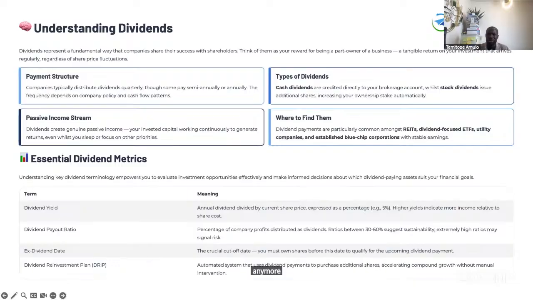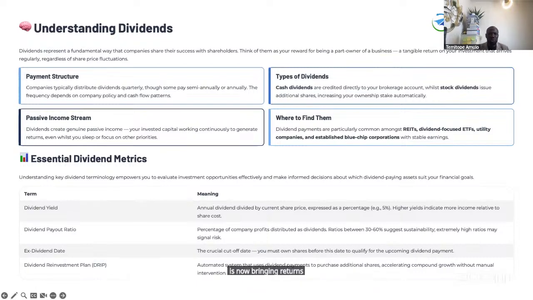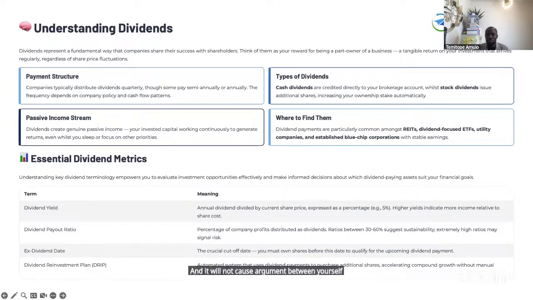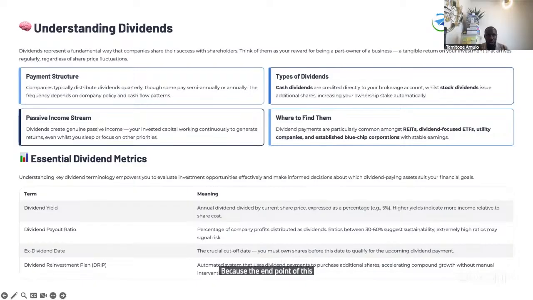Then you can also have a good understanding of dividends. When EasyMex or Amugold or any business you are invested in is bringing returns and sharing dividends, it won't be strange to you anymore, and it will not cause argument between yourself and the investors in your business or the business you have invested in. So I want us to please pay serious attention to this, because the end point of this class goes beyond what I'm teaching us now.